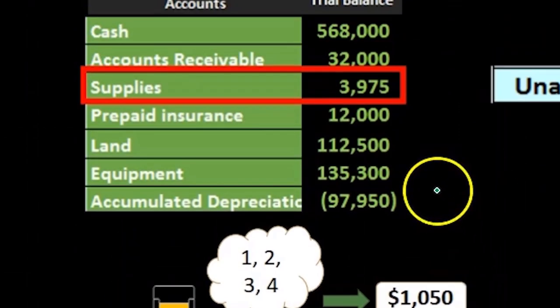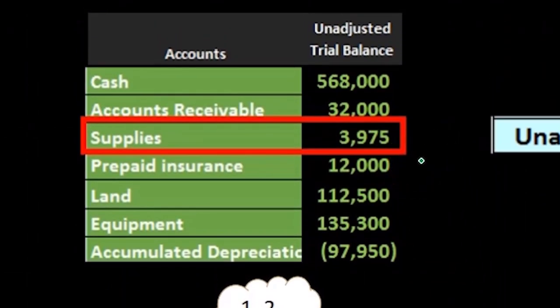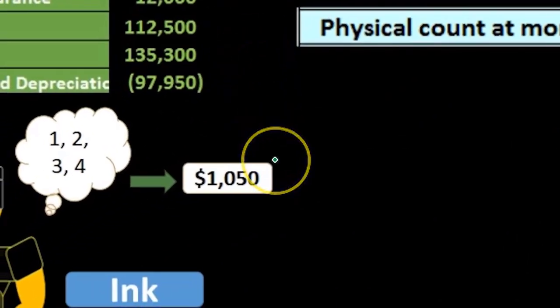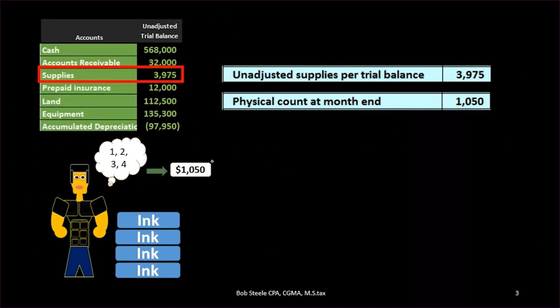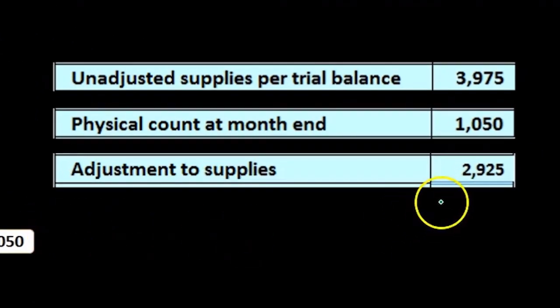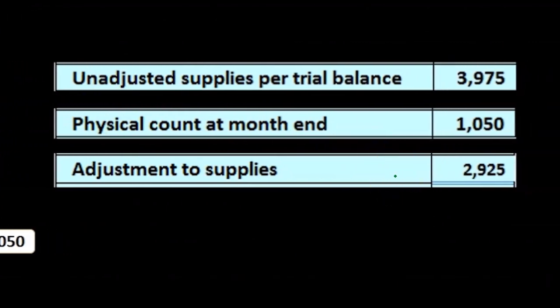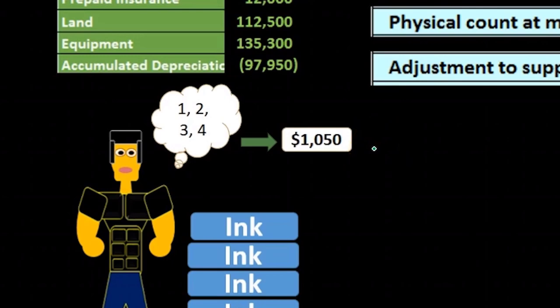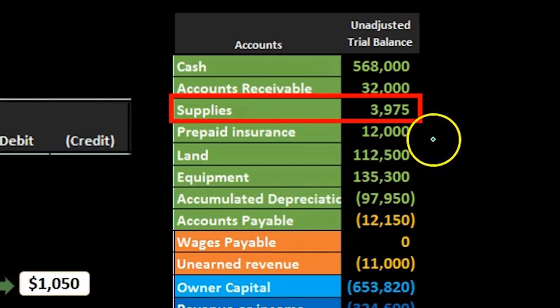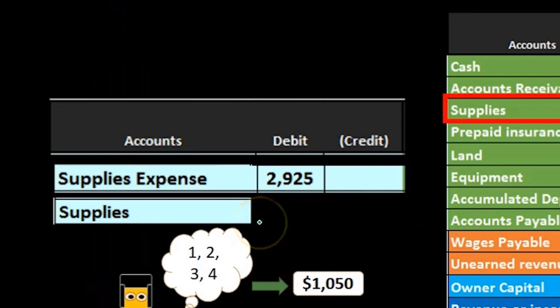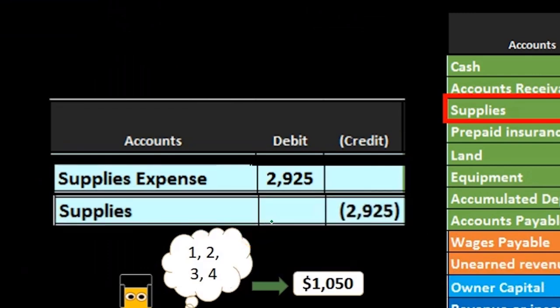Well, what we do is we take the amount that was on the original unadjusted trial balance, and we subtract out what the physical count amount was, what our eyeballs say is actually there from the count, and we get the adjustment. So if we subtract those out, then we get 2,925 in this case. That means that we've got to adjust this amount down by 2,925 in order to get 1,050. How are we going to do that? Well, we can see here that the supplies account is a debit balance. We already know that we're going to credit it. Now we know the number because we already had the transaction over here. We're going to credit it by that 2,925 we just calculated.